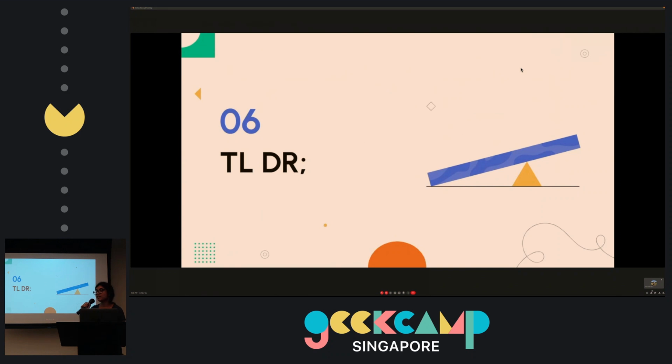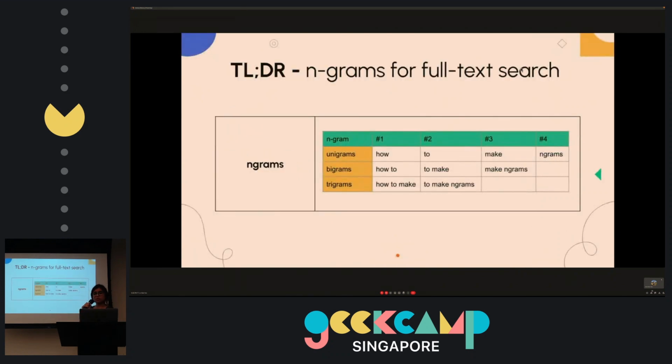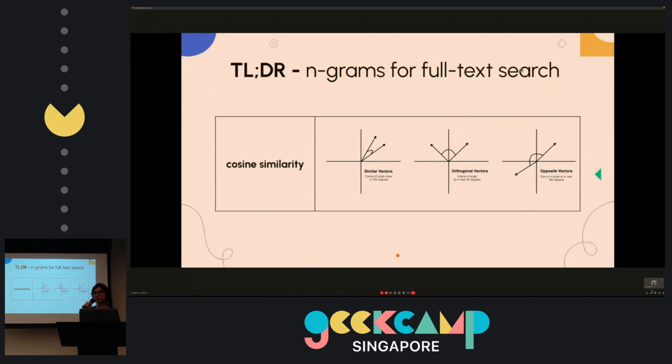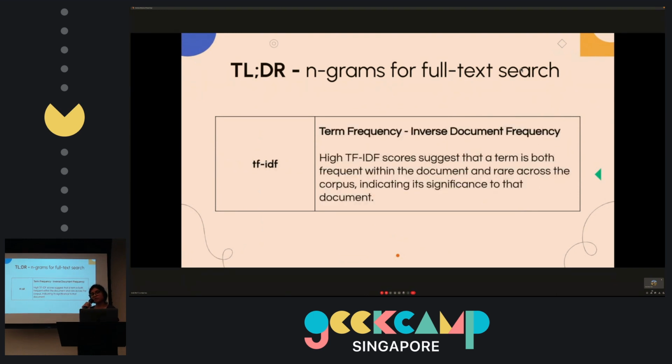And now for the TLDR and the takeaways. So just a quick refresher, we learned about ngrams. Ngrams are essentially chopping up pieces of text. We learned about cosine similarity, which is basically a mathematical way to figure out whether two strings are similar or not. And then we figured out term frequency and inverse document frequency, which allows you to figure out whether a particular term is significant in a text, in a piece of string.